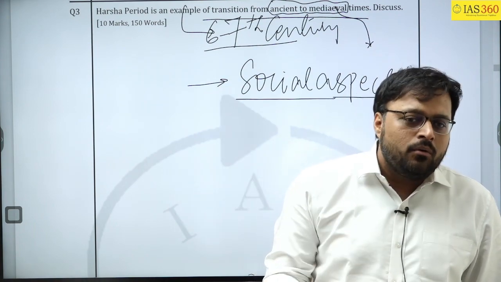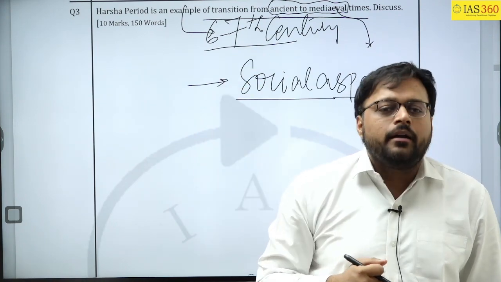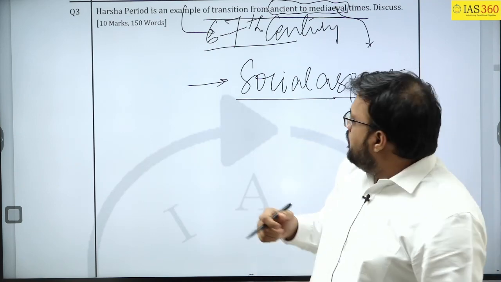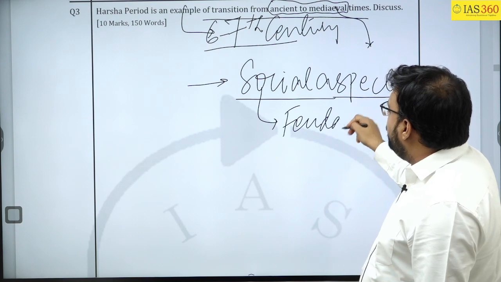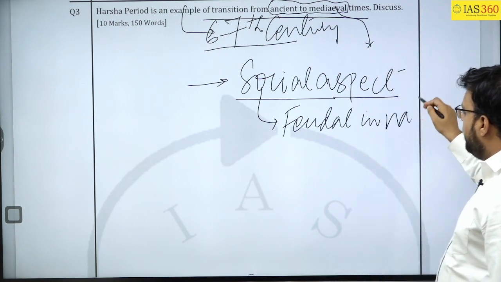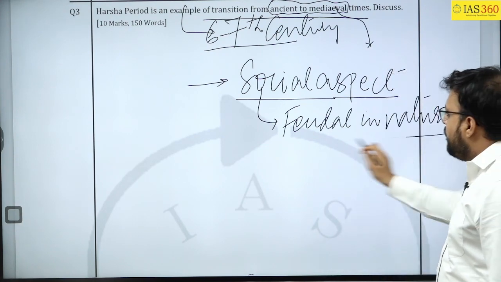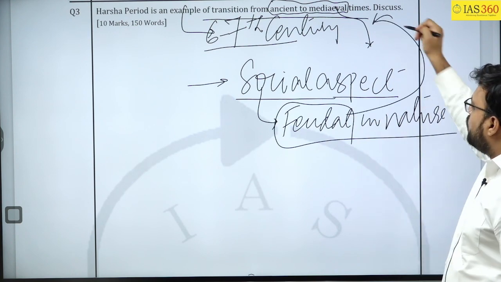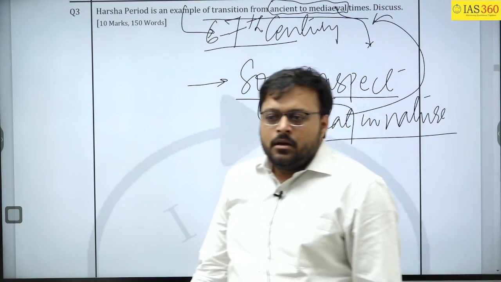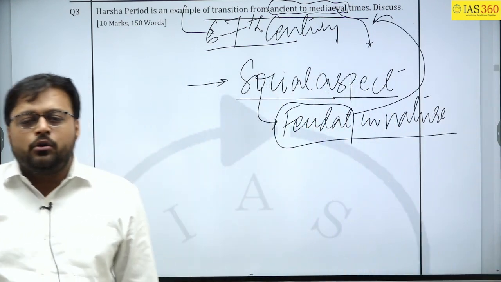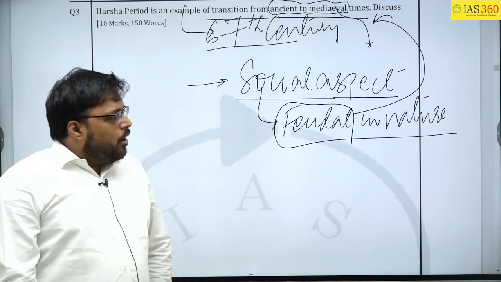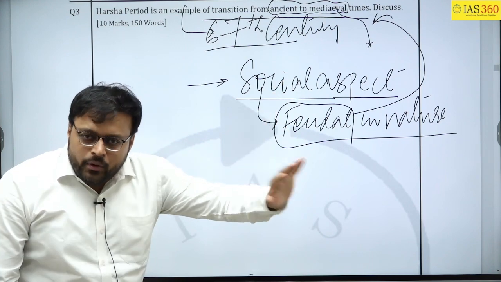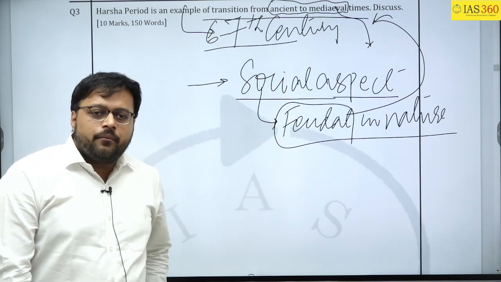The same thing was at the time of kingdoms. So, the social aspect of that time was feudal in nature. Feudal in nature. And feudalism is one of the aspects of medievalism. So obviously, even if you don't know what was happening during the Harsa period, this was the thing which was going on in that particular kingdom.